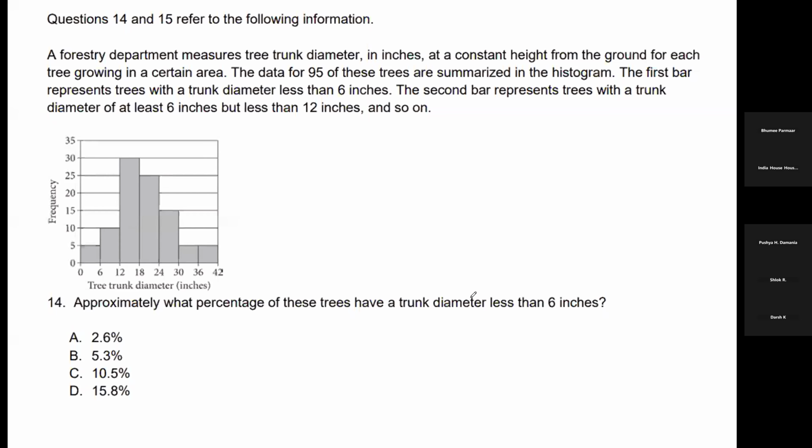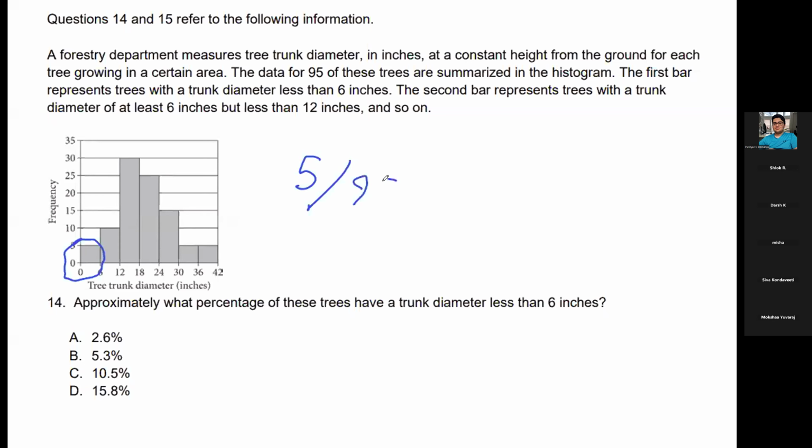Chuck diameter less than 6 inches. So we just look at tree trunk diameter and we look at less than 6 inches, and it's this. So that's about 5 out of the total. Well, it says the data for 95 of these trees is summarized in the histogram, so it's 5 out of 95, which is approximately 5.3%.